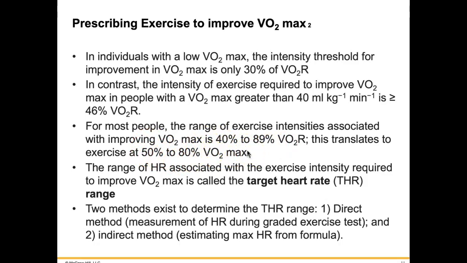Now, in order to help monitor the range that we should be within in order to improve our VO2 max, we can use something called our target heart rate range. And we can do this in two different methods. First is our direct method, where we are basically doing a direct measurement of our heart rate through a graded exercise test. And we've talked about this before, I believe it was in Chapter 4. And the second is through an indirect method, where we're going to estimate the max heart rate from a formula.